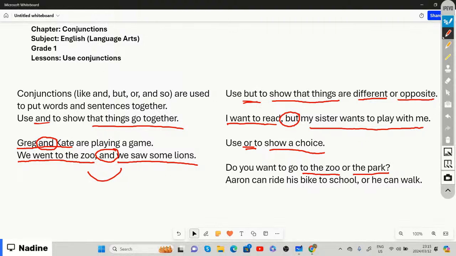right? An option, meaning you can choose one. You don't just have to choose the zoo or you don't just have to choose the park. You can choose either one, right? There's an option of both that you can choose from. It's not like they're saying we are going to the zoo or we are going to the park. No, there's an option. So you can choose if you either want to go to the zoo or you can choose if you want to go to the park.